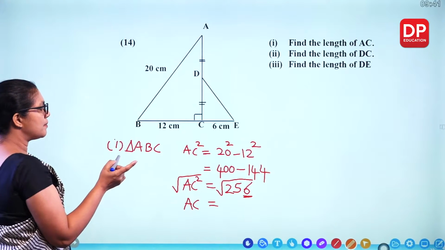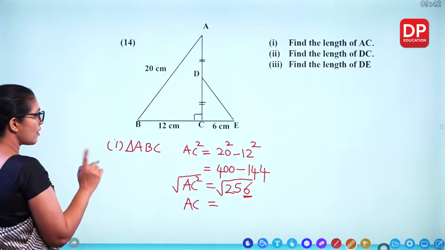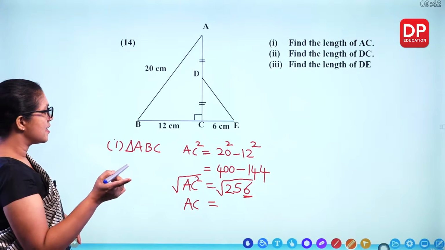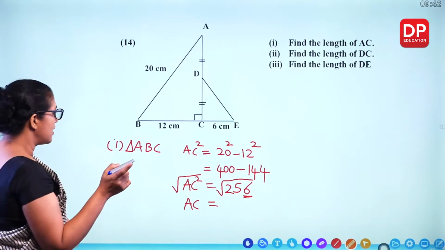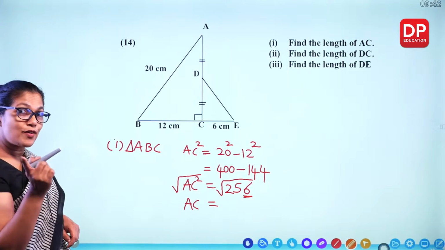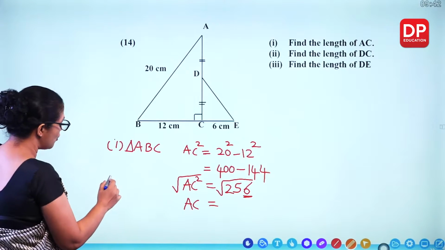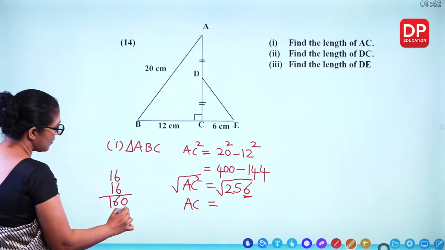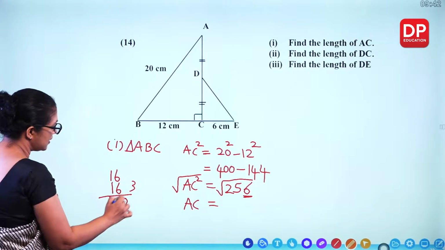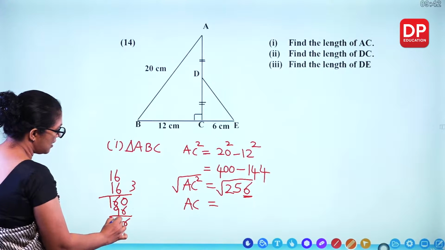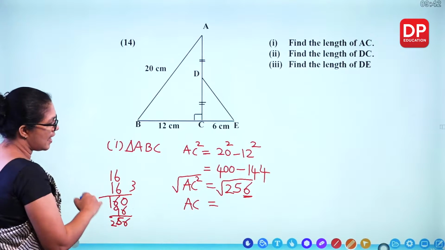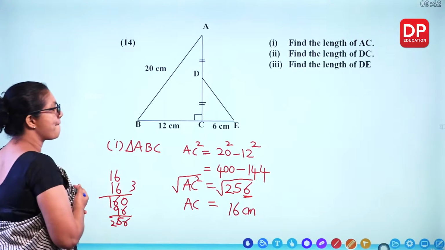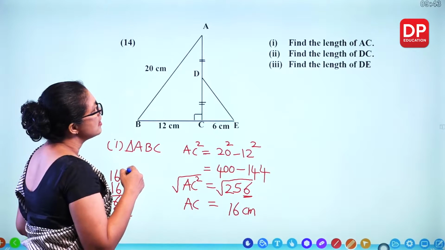What are the two possibilities you can get? 14 or 16, since 4 times 4 or 6 times 6 gives the last digit. 15 squared is 225, so definitely this should be 16. So we'll multiply and see. 16 times 16 gives 256. So that's 16 centimeters. Now we need to find the second part.